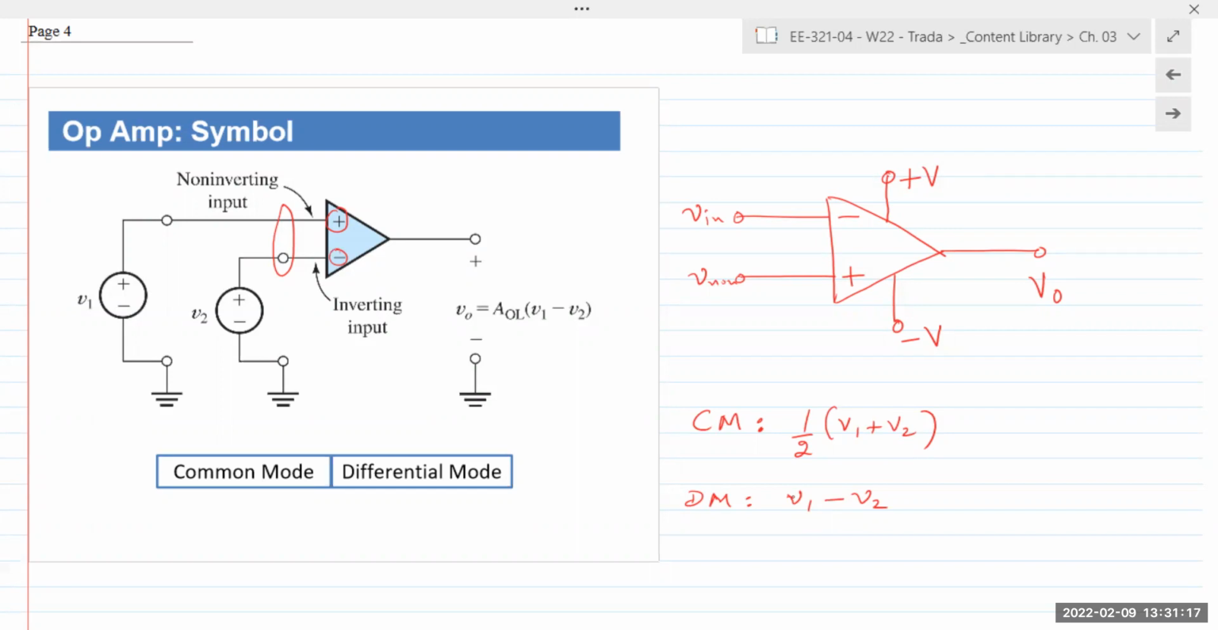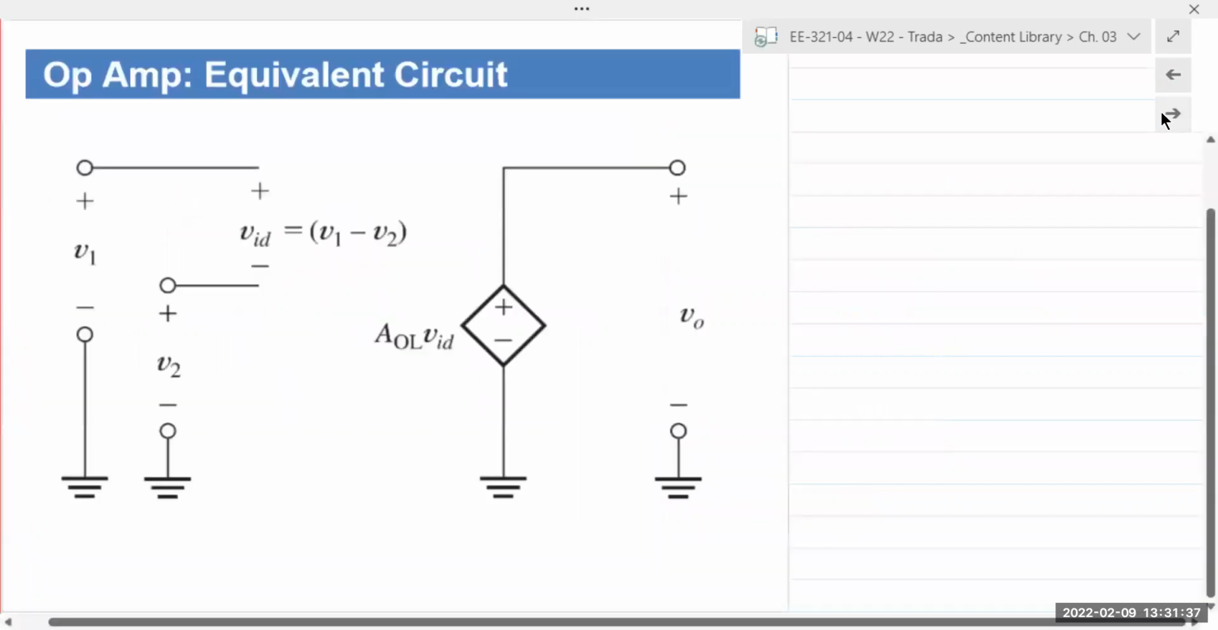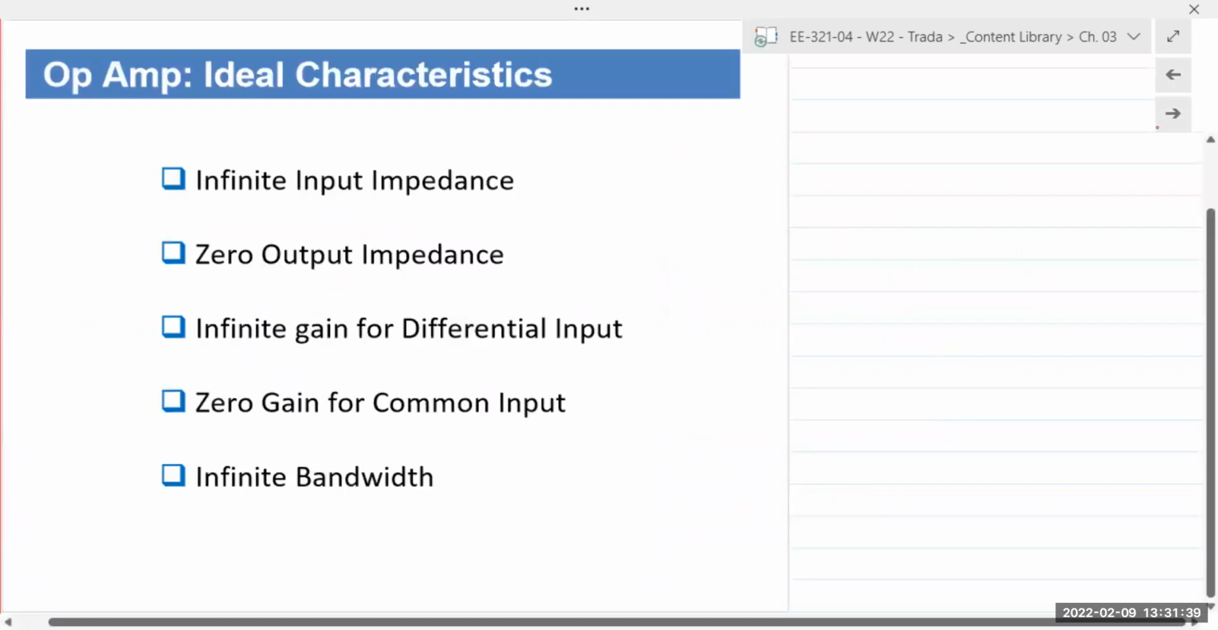Any signal that is common to both terminals is a common mode input, or common input. And any signals that are different are just a differential. The op-amp will see both and have both modes of operation. But the property of an op-amp is that it has infinite gain for a differential input, and it has zero gain for common input.